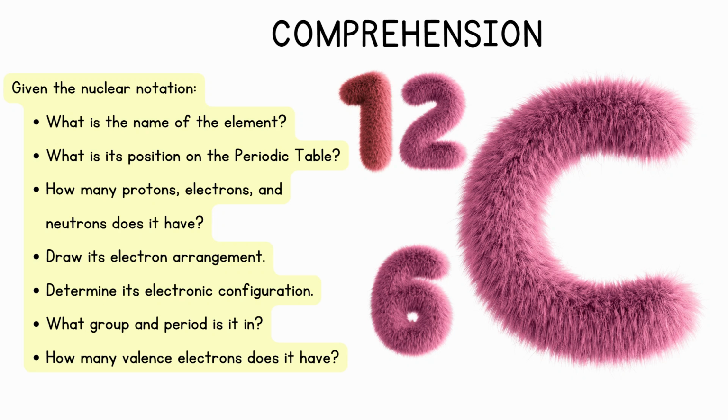Given the nuclear notation, what is the name of the element? What is its position on the periodic table? How many protons, electrons, and neutrons does it have? Draw its electron arrangement. Determine its electronic configuration. And what group and period is it in? And how many valence electrons does it have?